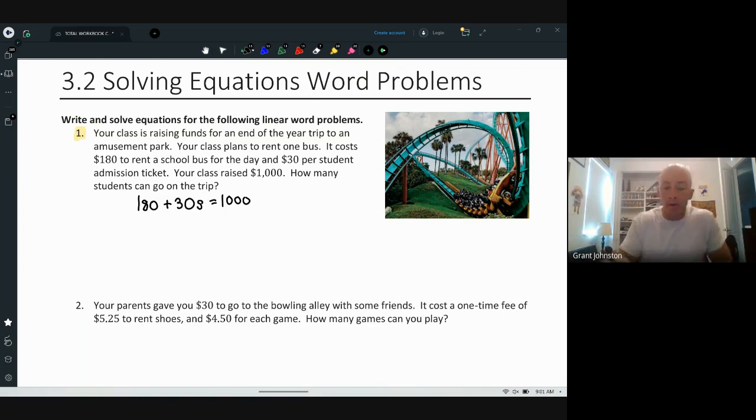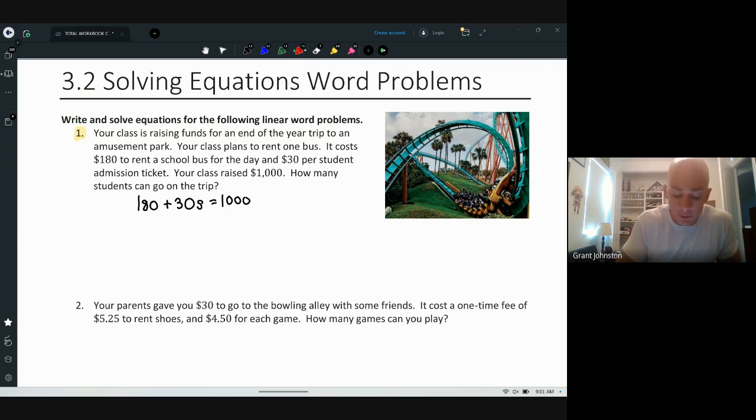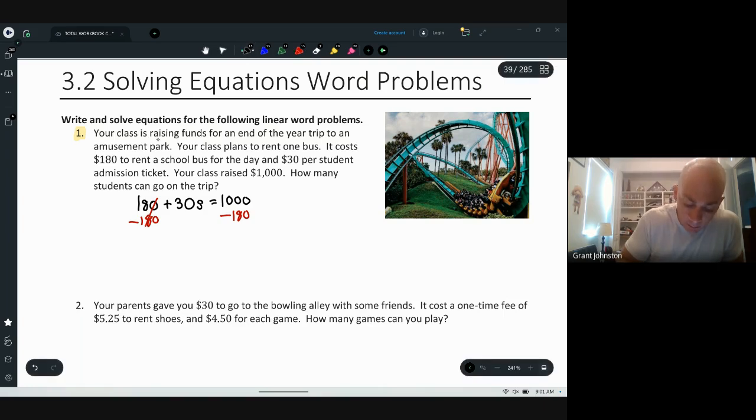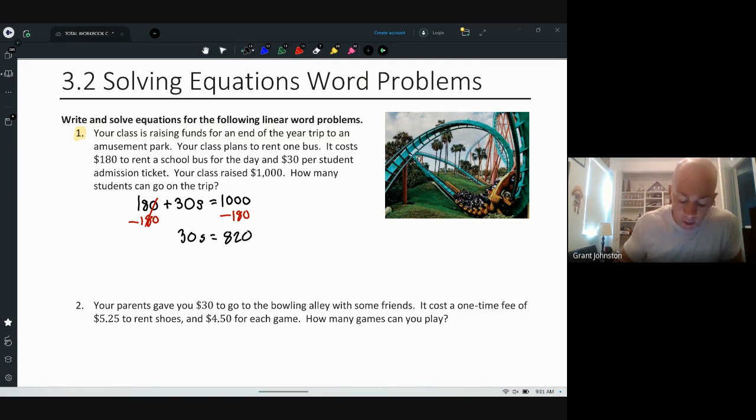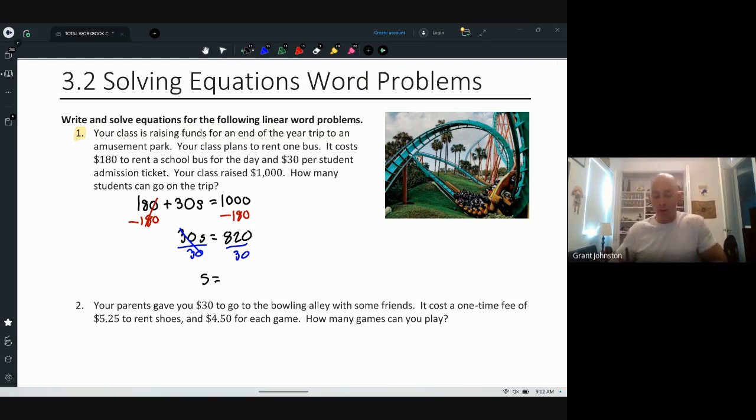Okay, and then you solve it. So I'll solve this pretty quickly. Trying to solve for S, trying to figure out how many students can go. So I'm going to subtract 180 from both sides. Okay, so I'm going to have 30S equals 820. And then divide by 30 to isolate S. So S is going to equal 820 divided by 30. I'm typing this in. Oh, okay.